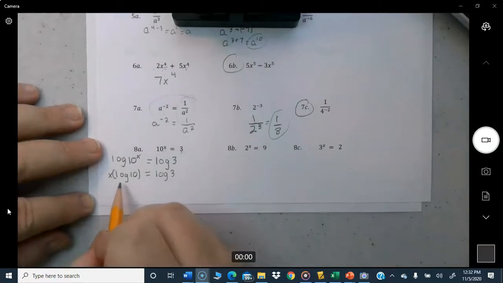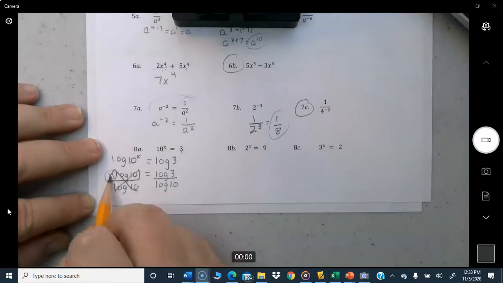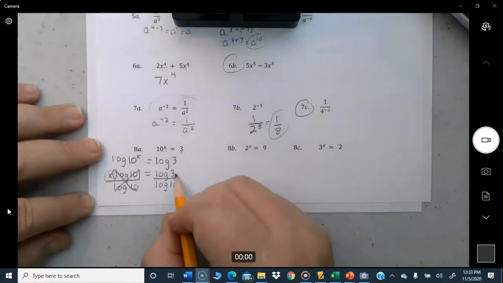Okay. Now I'm going to divide both sides by log of 10. This is just an algebra step. Why did I do that? Because these two now cancel out, and the only thing I have left is x equals log 3 over log 10. And that's what I want to solve. Alright, so I get log 3.